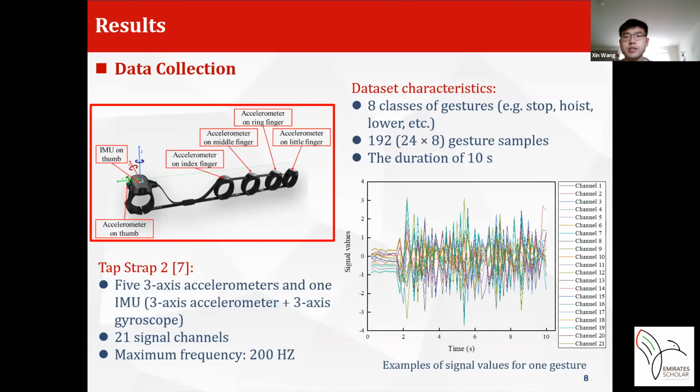As for the dataset characteristics, the dataset contains 8 classes of hand gestures, such as stop, hoist, lower, etc. These gestures are selected since they are commonly seen on construction sites. There are a total of 192 gesture samples in the dataset, and the duration of each gesture is 10 seconds. This figure shows an example of the signal values for one gesture.